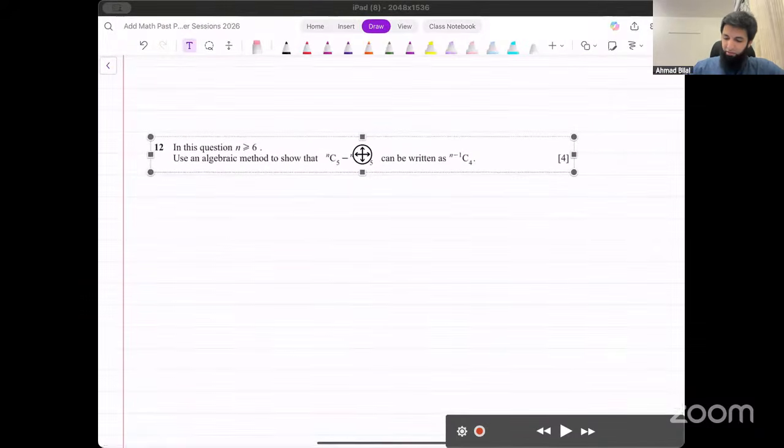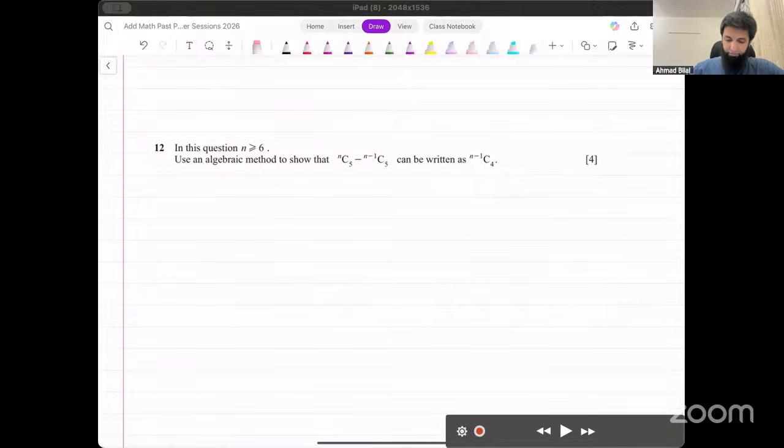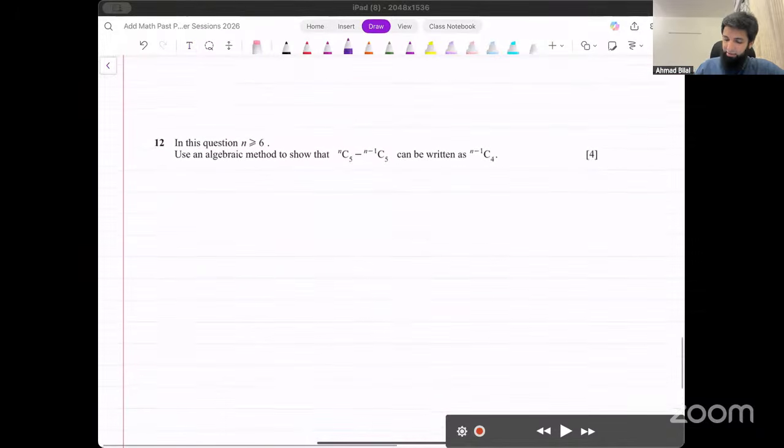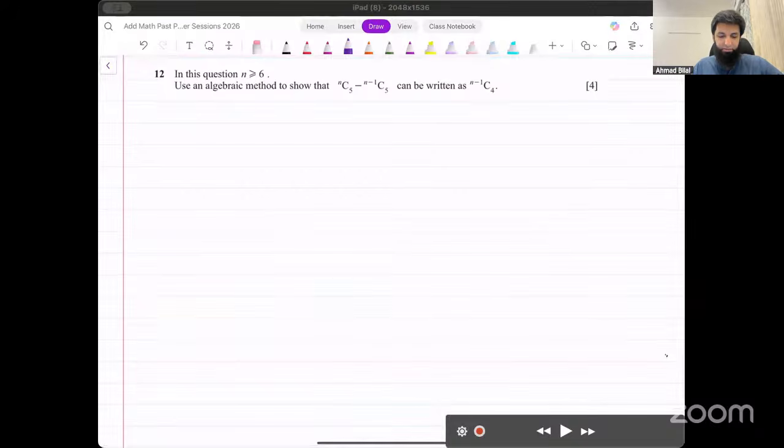Okay, question number 12. Now they're saying, in this question, n is greater than or equal to 6. Use an algebraic method to show that nC5 minus n minus 1 C5 can be written as n minus 1 C4. Now, how do we do this? Remember the combination formula that we've got? nCr is equal to n factorial divided by n minus r whole factorial into r factorial.